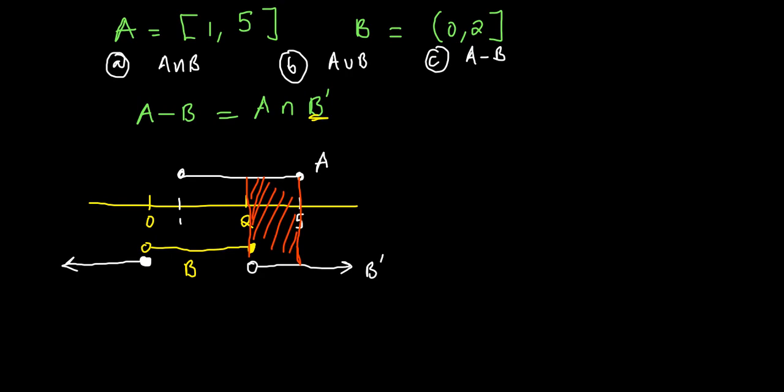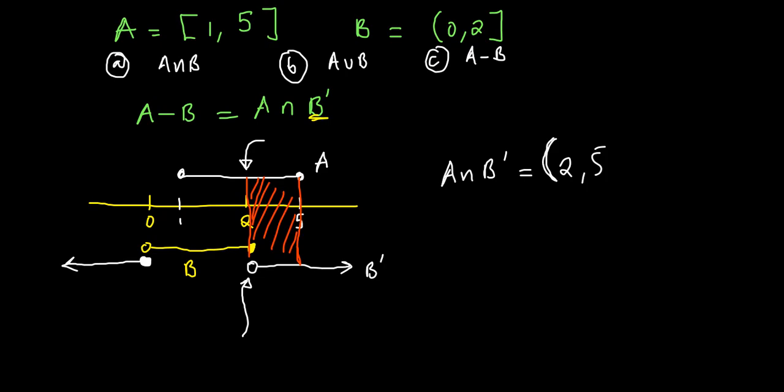So what is A intersection B complement? You can see they are meeting from 2 up to 5. Now when you look at 2, 2 is part of the set A, but 2 is not part of the set B complement. Why? Because it is open here. So 2 is not in both sets, we are going to open. It's not part of the intersection.